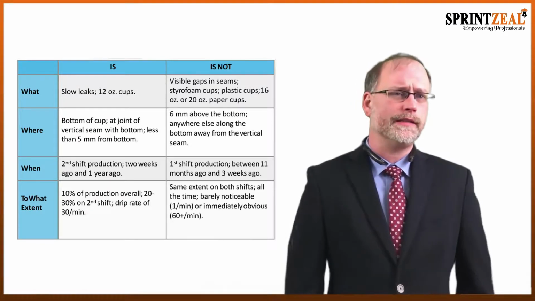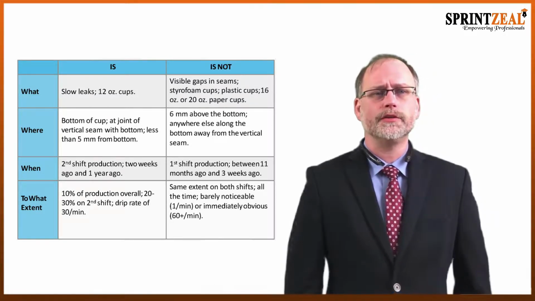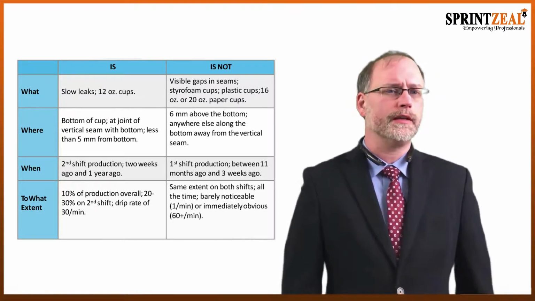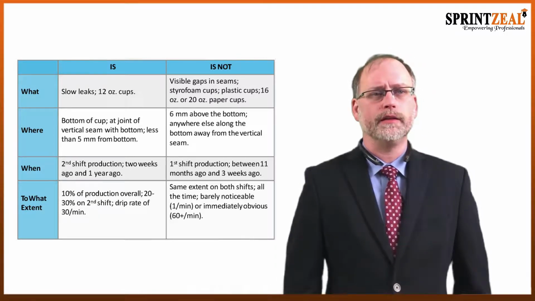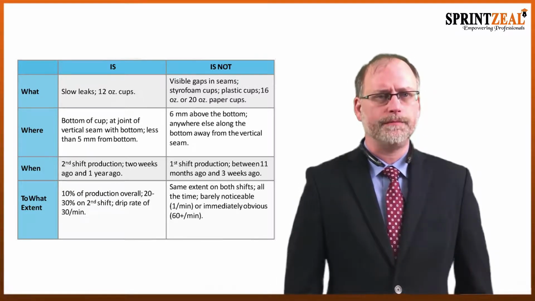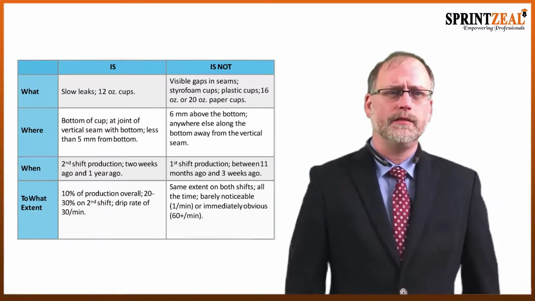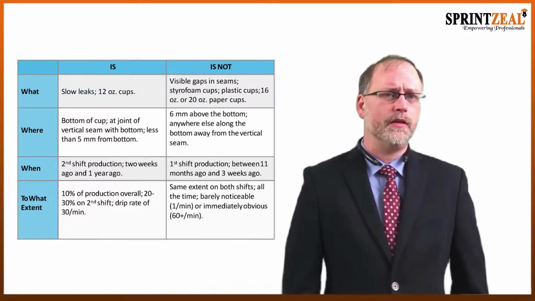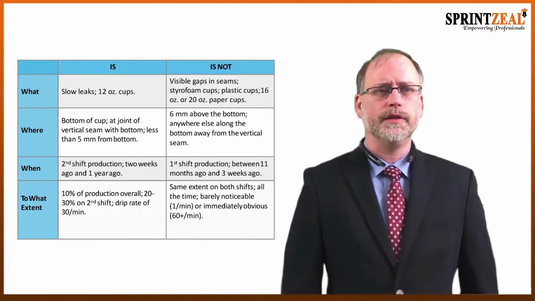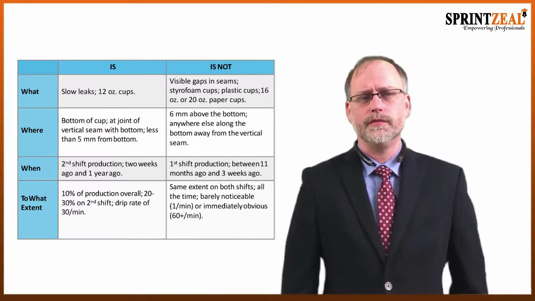To what extent is it? Well, 10% of our production overall, 20 to 30% on the second shift, and there's a drip rate within a 30-minute time frame. And to what extent is it not? Well, the same extent on both shifts, all the time, barely noticeable within 1 minute, or immediately obvious within 60-plus minutes.